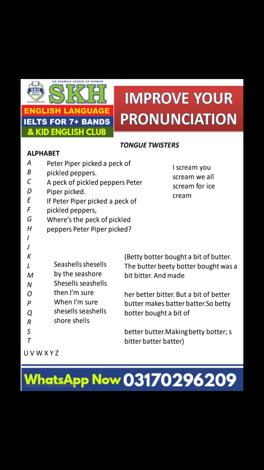Betty Butter bought a bit of butter. The better Betty Butter bought was a bit bitter and mad. Her better bitter butter, a bit of better butter makes better, so Betty Butter bought a bit of better butter, making Betty Butter's bitter better.